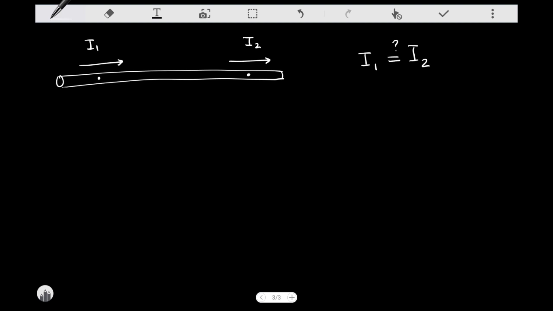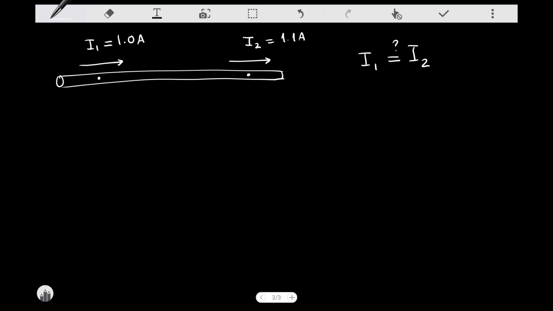This is an interesting question, so I would like you to pause this video and think about this question for a minute. So think about the possibility, for example, if these are slightly different. Let's say that, for example, I1 is equal to 1.0 amperes and I2 is equal to 1.1 amperes. Is this possible?